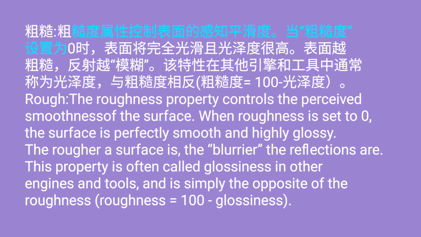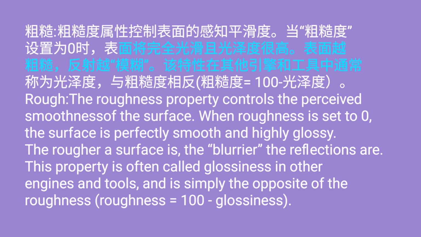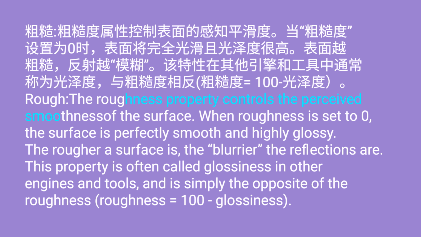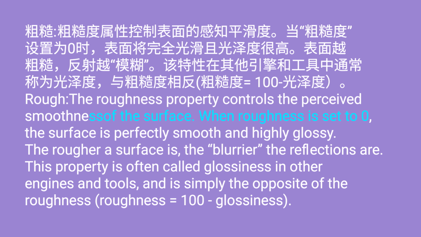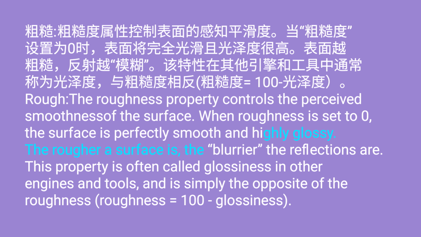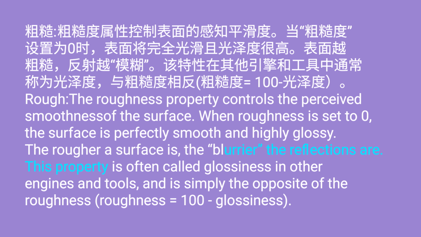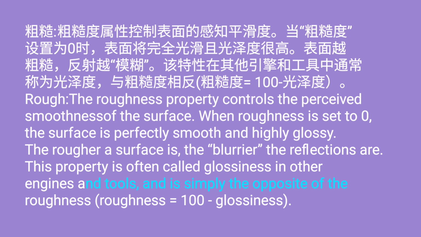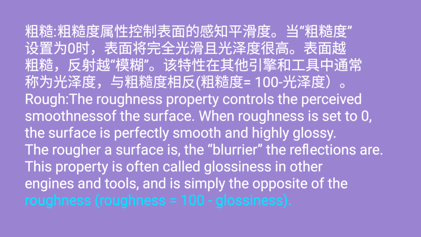Roughness. The roughness property controls the perceived smoothness of the surface. When roughness is set to 0, the surface is perfectly smooth and highly glossy. The rougher a surface is, the blurrier the reflections are. This property is often called glossiness in other engines and tools, and is simply the opposite of the roughness. Roughness = 100 - glossiness.